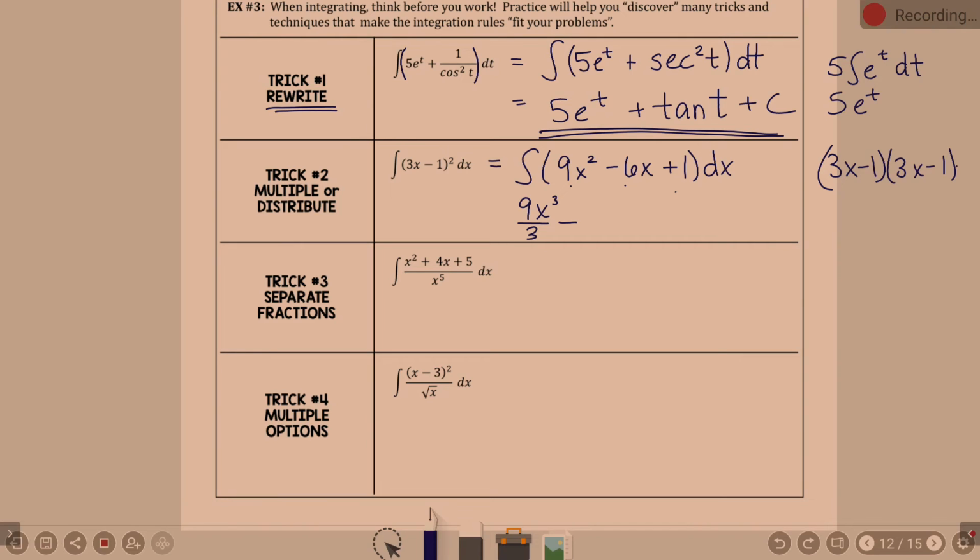Minus, what about 6x? We're going to add 1 to the power, so it's 6x squared, and divide by that new power, too. Plus, what's the integral of 1? 1x, x. Okay, now, do clean it up. Don't leave it in that form. Three x cubed minus 3x squared plus x plus c.